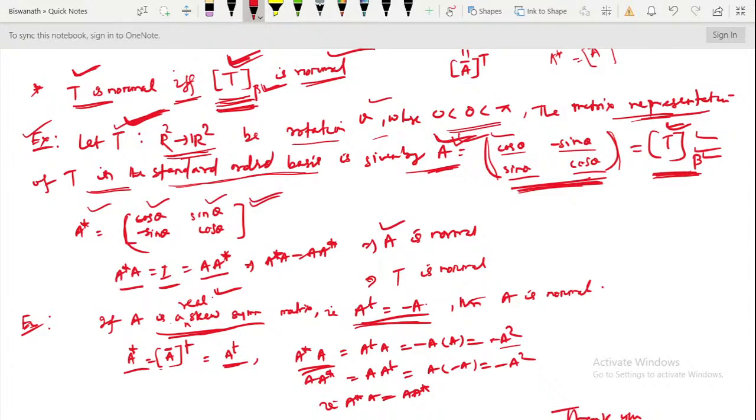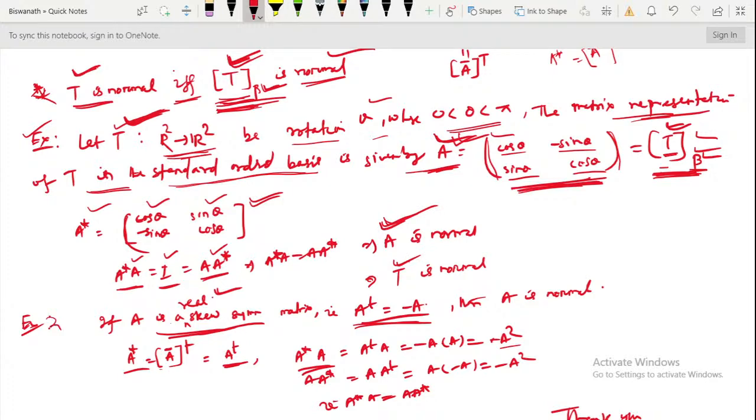Then if you calculate A star A and A A star, both will be the identity matrix I. So since A star A equals A A star, A is said to be normal. A is nothing but the matrix associated with this operator T with respect to an orthonormal basis beta. If this is normal, then the corresponding linear operator T is normal, because T is normal if and only if its corresponding matrix is normal.